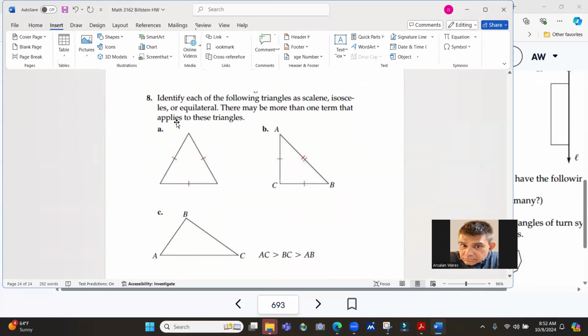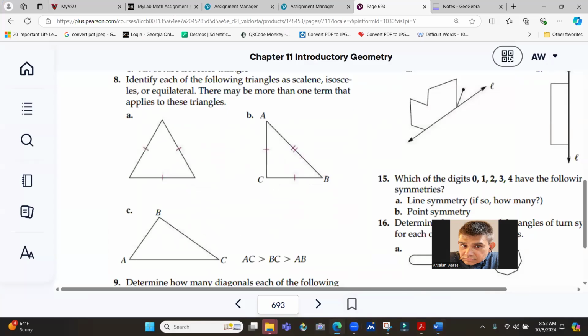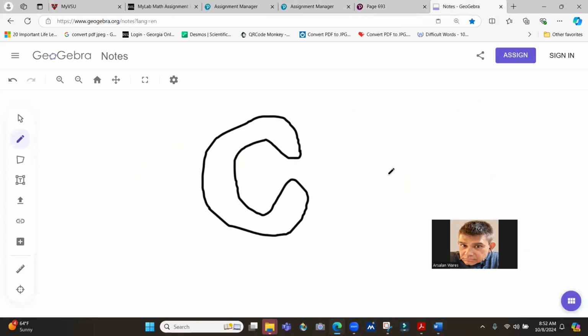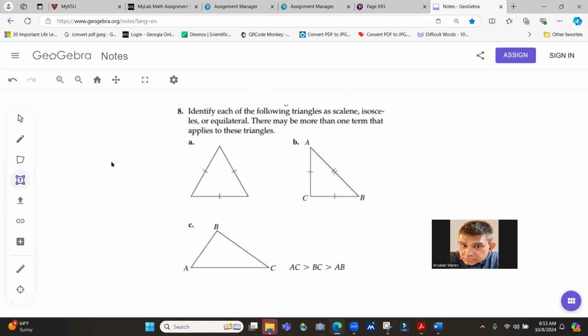All right, this one. Identify each of the following triangles as scalene, isosceles, or equilateral. There may be more than one term that applies to these triangles. The first one, part A, is equilateral and isosceles both. They're saying you have to use more than one term if you have to.